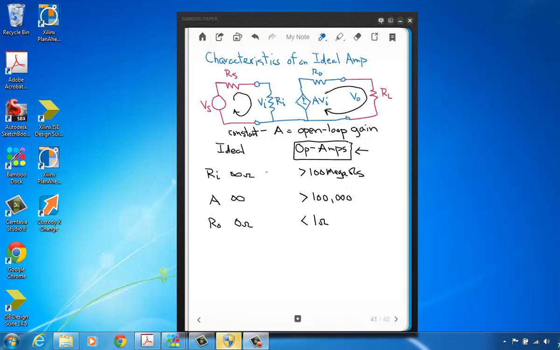Last video we talked about the ideal characteristics of an amplifier, which we came up with right here. And right at the very end of the video I said, well, there's this practical circuit that you can build called an op-amp, which is short for operational amplifier, that for all practical purposes has these ideal characteristics. So I want to start with what this circuit looks like.